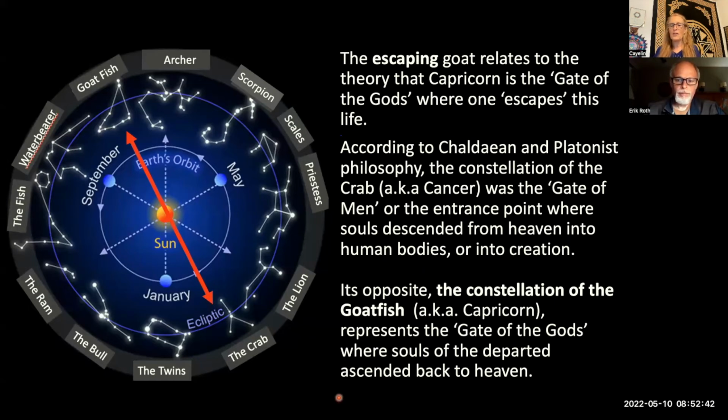And it's opposite the goatfish constellation, also known as Capricorn, but it's not the sign Capricorn, it's the constellation, because the seasonal sign of Capricorn is no longer in that constellation. So this represents the gate of the gods, where souls of the departed ascend back to heaven. And so you can see there are 12 constellations. We'll be telling the stories of all of them and getting a deeper understanding of the energy and the information that comes from these constellations, and how myth and symbol change over time when the seasonal signs move into different constellations. It'll be really fun.